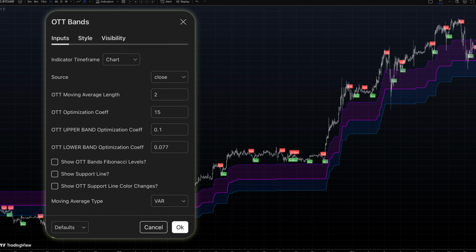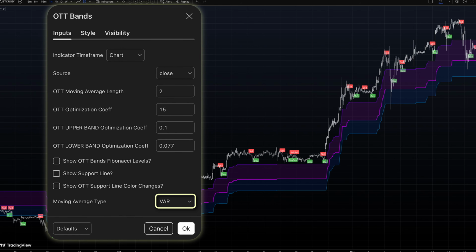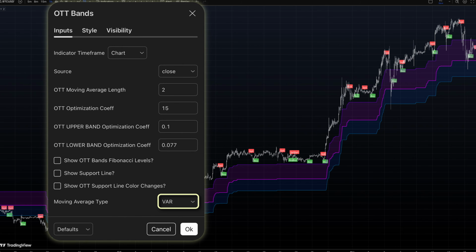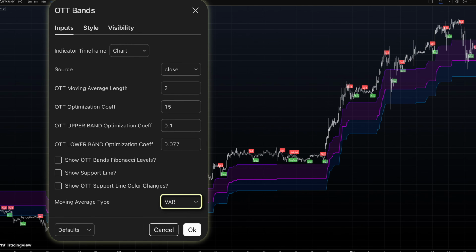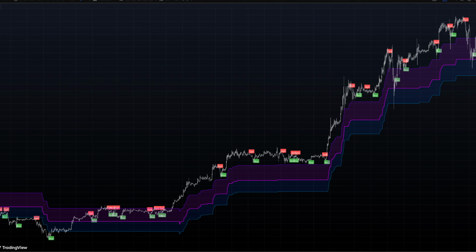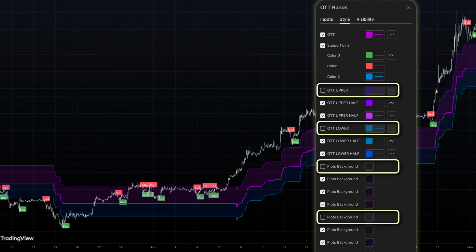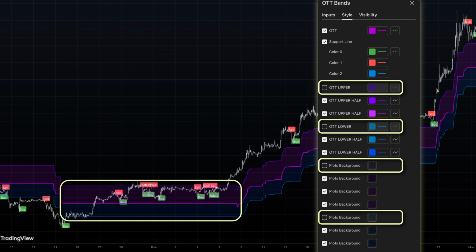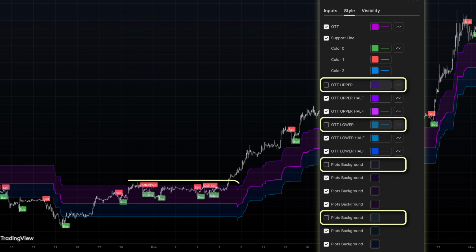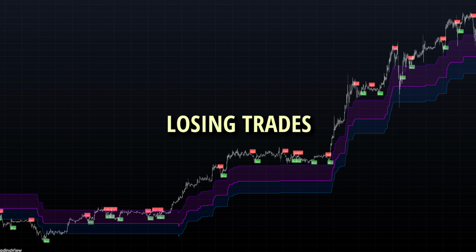Next, let's configure the OTT Bands indicator. First, ensure you're using the same moving average type here as in the OTT settings we just reviewed. You can leave everything else at default. Now, here's the important part. Open the style settings and disable both upper and lower bands. The purple and blue bands will serve as range filters, helping us avoid taking trades while price moves inside them. This simple adjustment will keep you out of many potential losing trades.